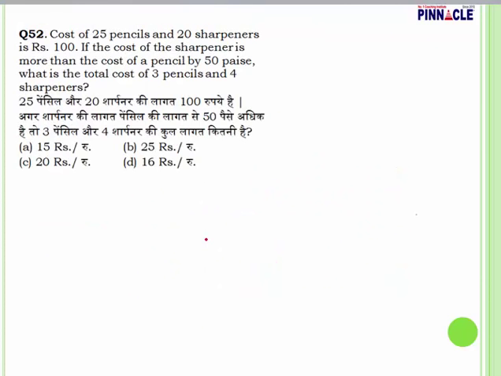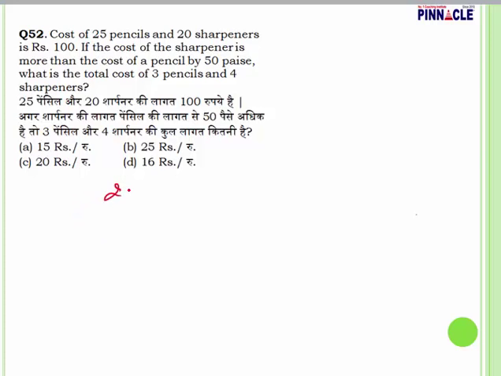Question number 52. The cost of 25 pencils and 20 sharpeners is rupees 100. If the cost of the sharpener is more than the cost of the pencil by 50 paisa, what is the total cost of 3 pencils and 4 sharpeners?